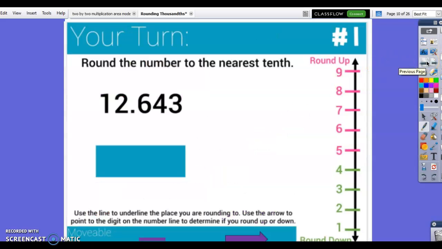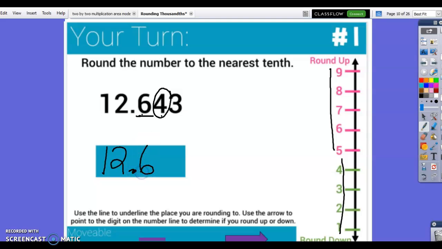Now we're going to practice a few. This first one I'm going to model for you. So it says round the number to the nearest tenths. So I'm looking here into my nearest tenths, and the digit behind tells me what to do. Remember, 4 or less, it goes down. 5 or more, it rounds up. So it's a 4, so it stays the same. Everything to the left stays the same. My 6 is going to stay the same. Everything behind becomes a 0.